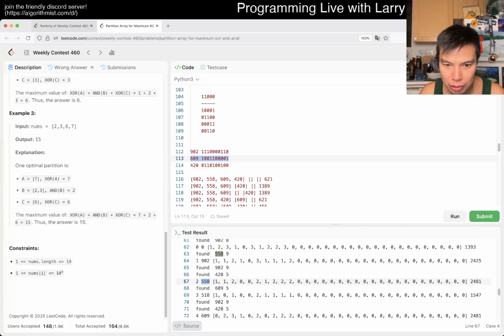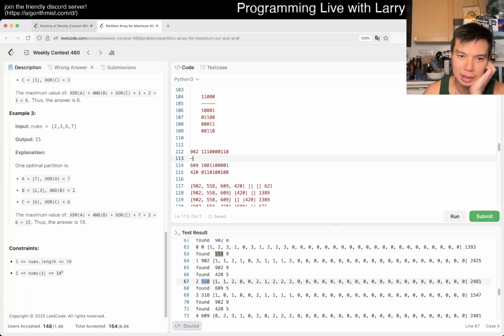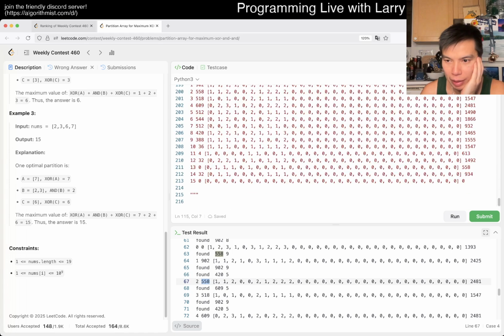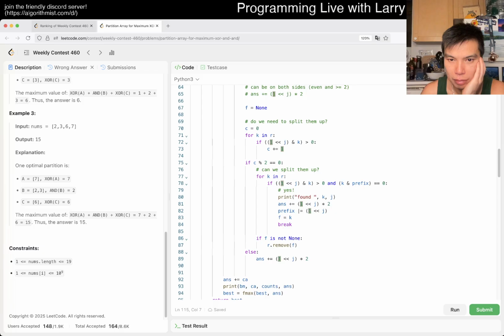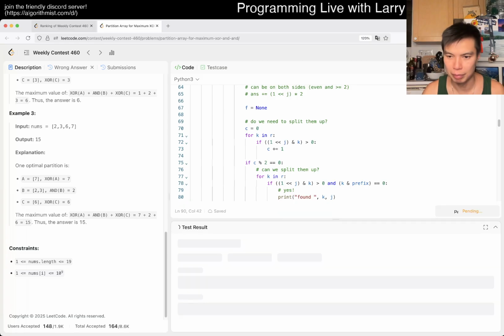So then you have 2, 2, 2. Okay. So we found the 902. We put it on the top, and then we put the 420, and then we put it on the top later. Oh, because when we split this, we have to update the prefix. Yeah, okay, so here we have to update the prefix so that we don't mess it up later.